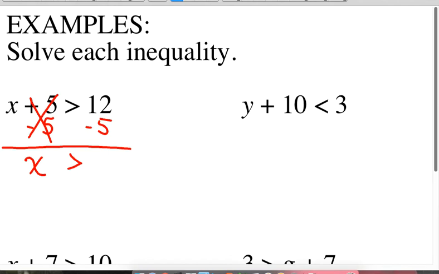And you have to solve 12 minus 5. 12 minus 5 is 7. And we look at our variable x. He's alone and he's happy. And that's your final answer. Look.